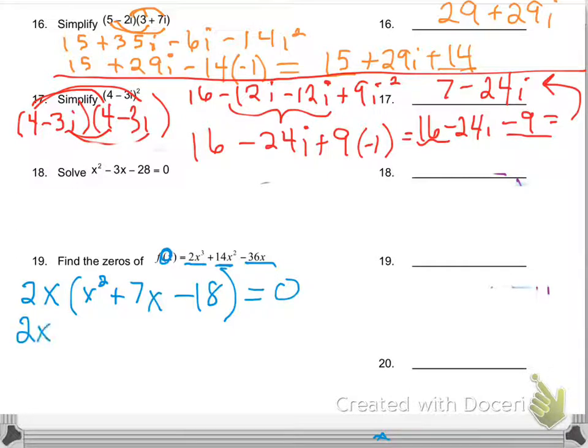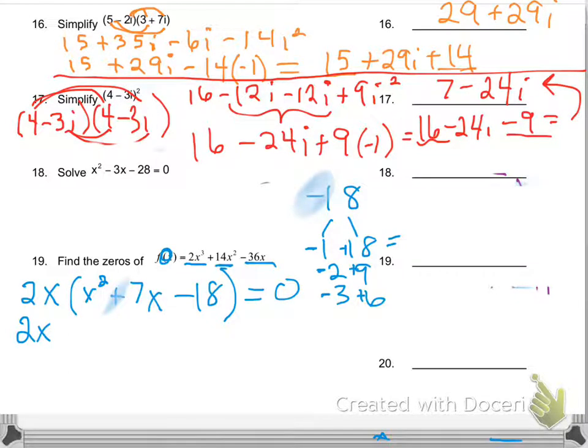So the 2x stays outside. Let's look at our factors of negative 18. I have 1 and 18, 2 and 9, or 3 and 6. Remember what I said. The front sign goes with the bigger number. So 18, 9, and 6 have to be positive. And then you're going to look at what do they have to multiply to? A negative number. So a positive times a negative gives me negative 18.